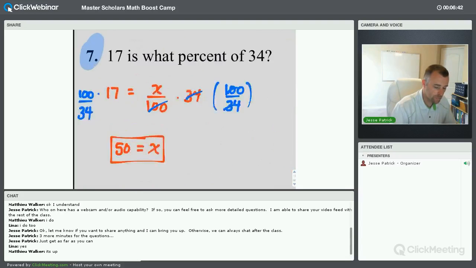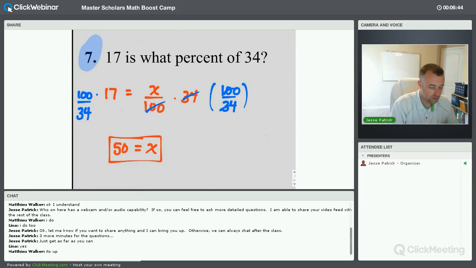Number seven, 17 is. First off, looking at my work, anything in red is the original equation, and the blue is the stuff I did when I was actually trying to solve the problem. So look at the red, that tells me what was originally there. So 17 equals what percent, and I like to put those together, so it's x divided by 100. That's the what percent. Of means times 34.